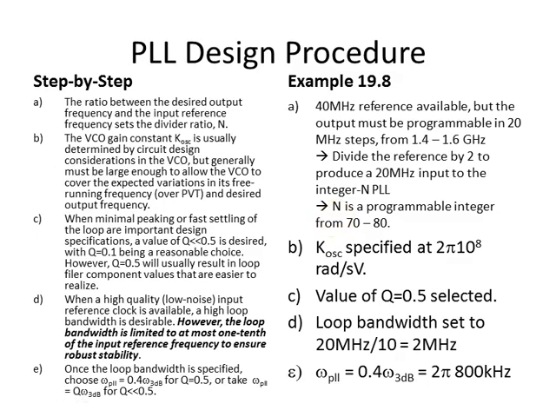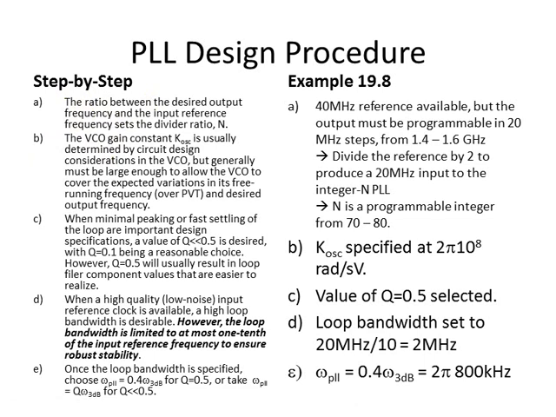So here, we're going to try and put all this together now into a design procedure. We've thrown a few principles out there as to how we want to select all the PLL loop filter parameters, but I think it's useful to walk through an example to see how all these things can be put into action. So the first point here on the left, point A, is that the ratio between the desired PLL output frequency and the input reference frequency is set by the divider ratio N.